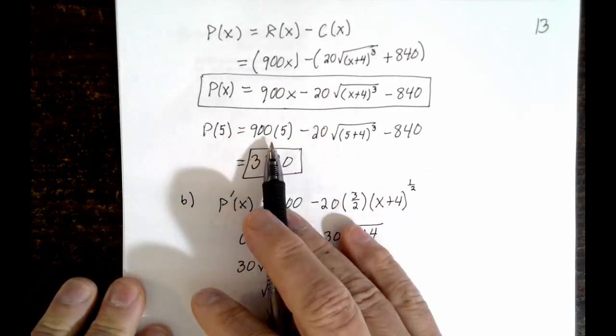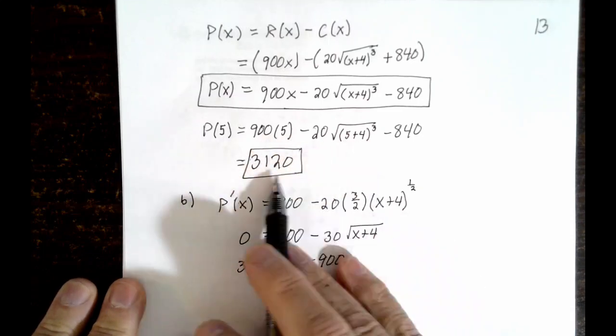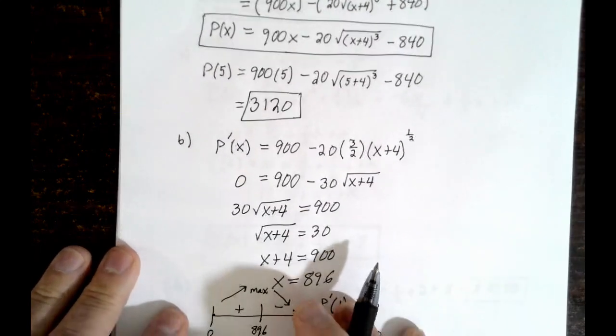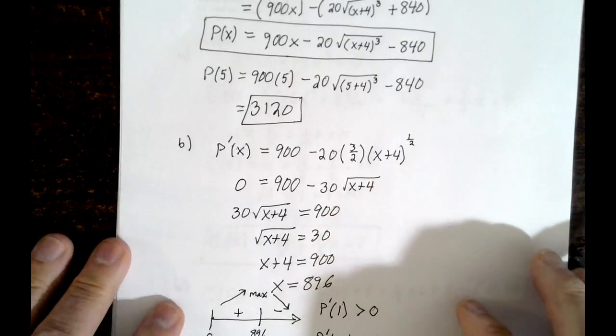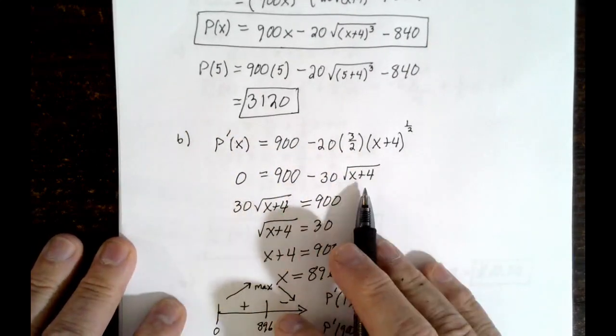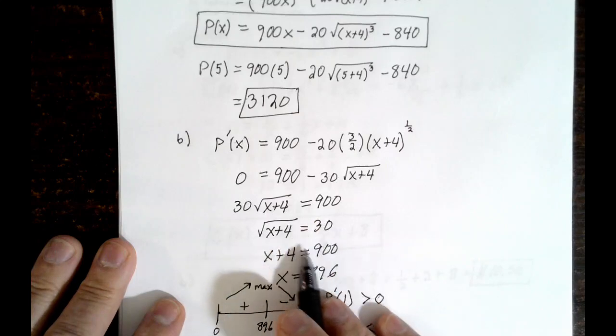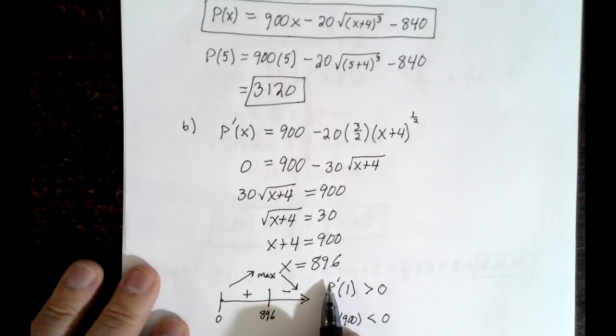Now they ask you what's the profit on 5 units, so you plug a 5 in there and it's $3,120. Then they ask you where's maximum profit, so you take the derivative, set it equal to 0, and when you solve it you get 896.